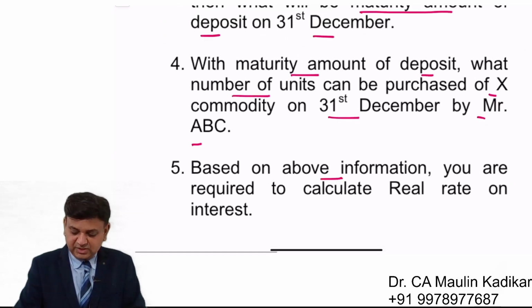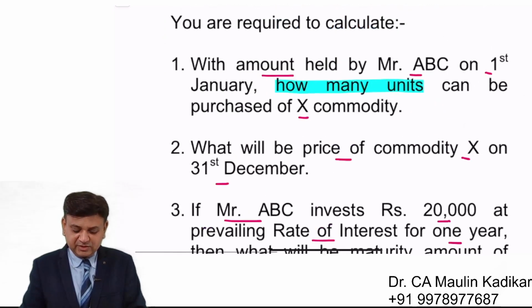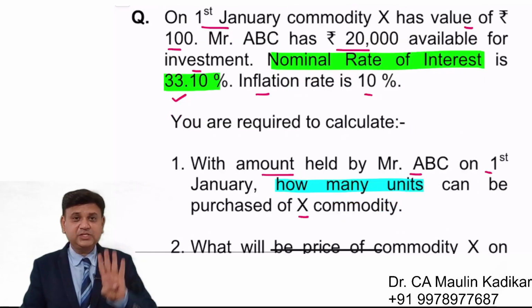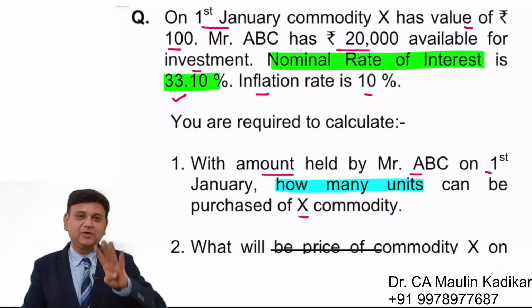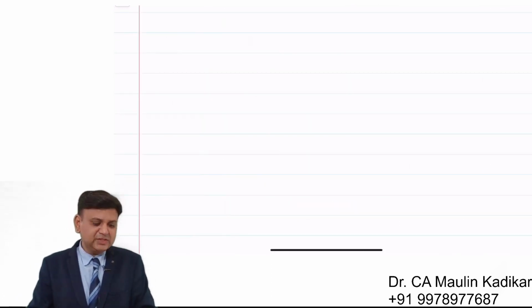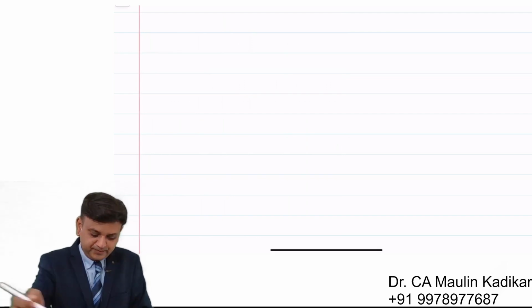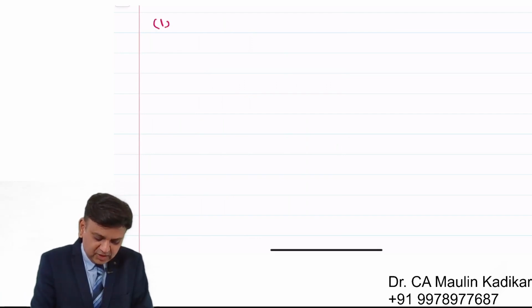Based on above information, you are required to calculate real rate of interest. That is a question. I request all of you to give answer of the first 4 questions in the chat box. The first question is, with the amount held on 1st of January, how many units can be purchased of X commodity? I request all of you to write down answer along with me.